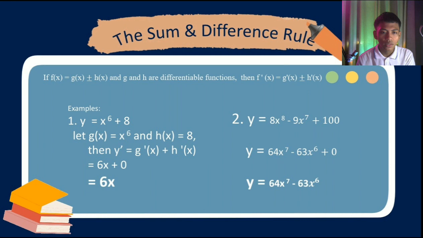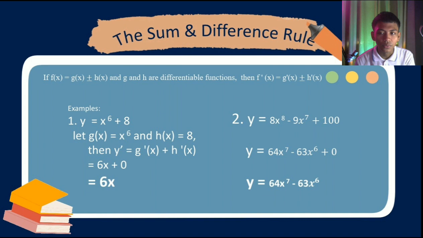y is equal to x raised to 6 plus 8. Same process as rule number 3. We have to multiply it by the number on the upper side, the exponent. 6 times x equals 6x. And the reason why the 8 became 0 is because 8 is a constant. And that's why it became 6x.